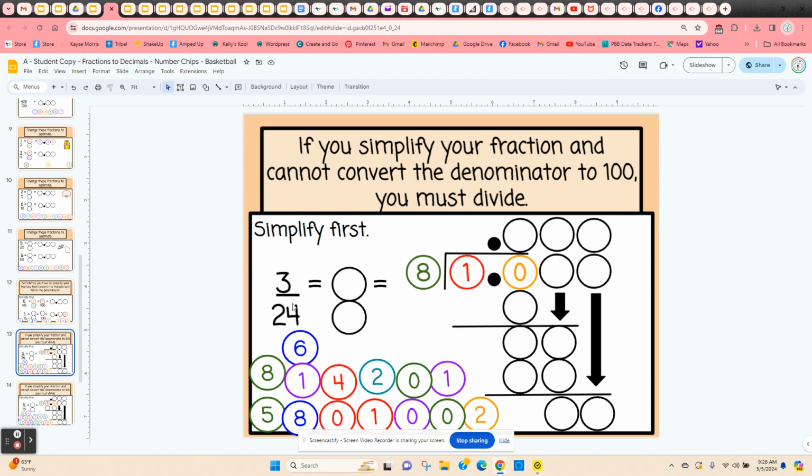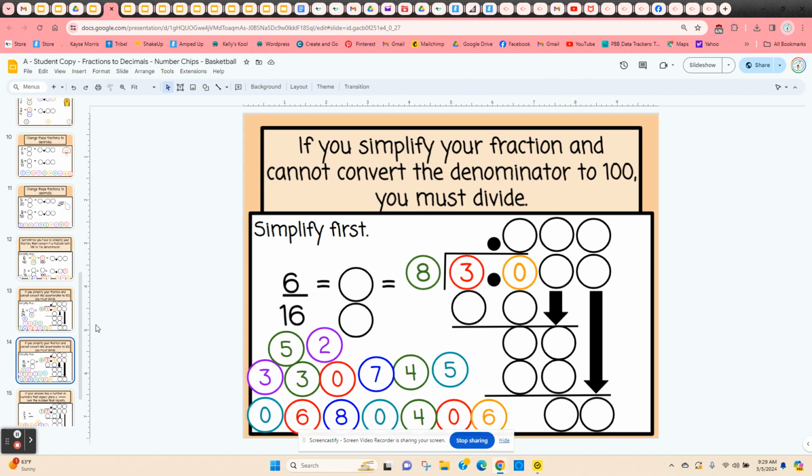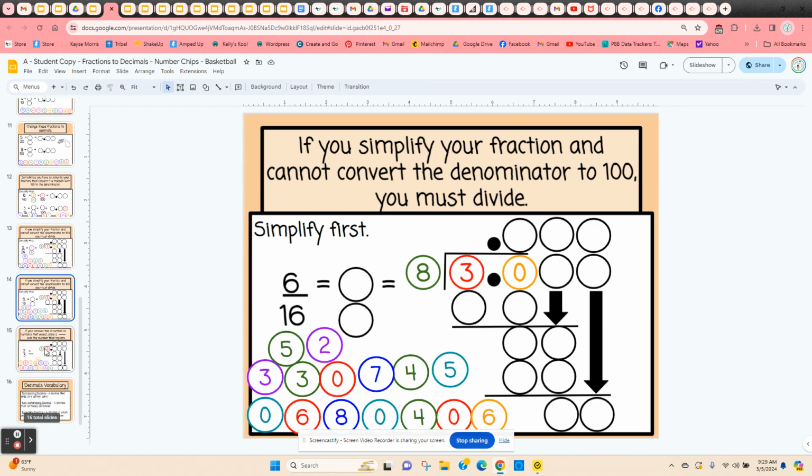Now, they can't always change a fraction to an equivalent fraction with 100 in the denominator. In this case, if they simplify, they're going to get 1/8. And since they can't convert it, they're going to have to use long division. So 1 divided by 8. And here they have all the numbers they need to do that division. Here again, we simplify first. We get 3/8. 3 divided by 8.